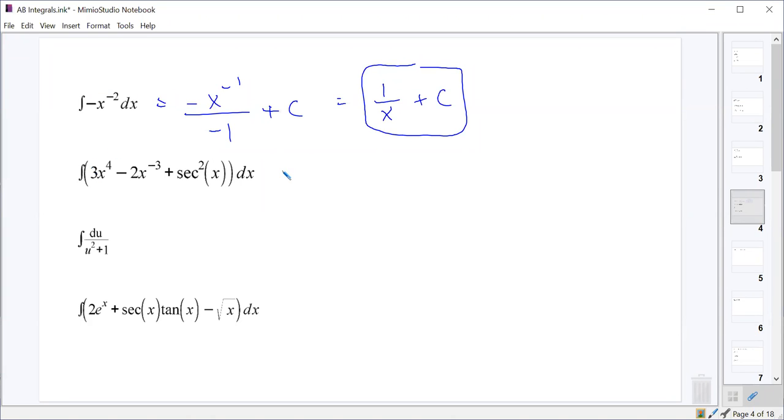All right, what about the next one? The 3x to the 4th is again just power rule, so that should be 3/5 x to the 5th. And then the minus 2x to the -3, that'll be a -2, and we'll go up to x to the -2 and divide by -2. So that one just becomes what? Just x to the -2, or 1 over x squared.